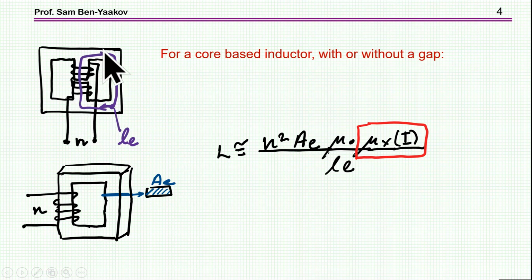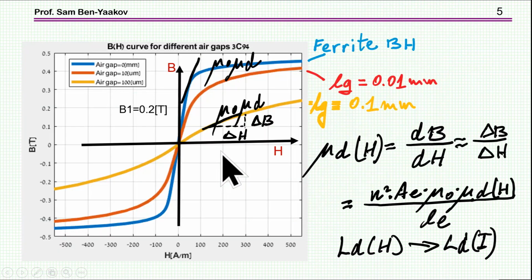So I'm showing here an inductor with a gap, air gap, and here is an inductor which could be without an air gap. Now the inductance of a body like this is N squared AE, which is the cross-section area of the core, here it is, or here, and mu 0, which is like in air or vacuum, and the relative permeability, which is a function of the current. So therefore the inductance is going to be nonlinear. This is the whole point here. So let's have a look at it a little bit deeper here.